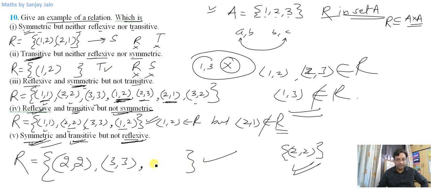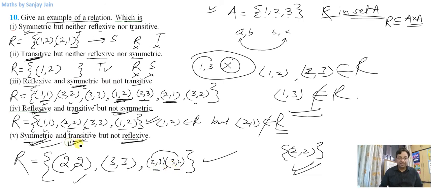Let us insert 2 3. Now it should be symmetric, so I have to insert 3 2. Even if I take this example, now you see 2 3 is present, 3 2 is present, 2 2 is also present here. So it is symmetric because 2 3 is present, so 3 2 is also present.